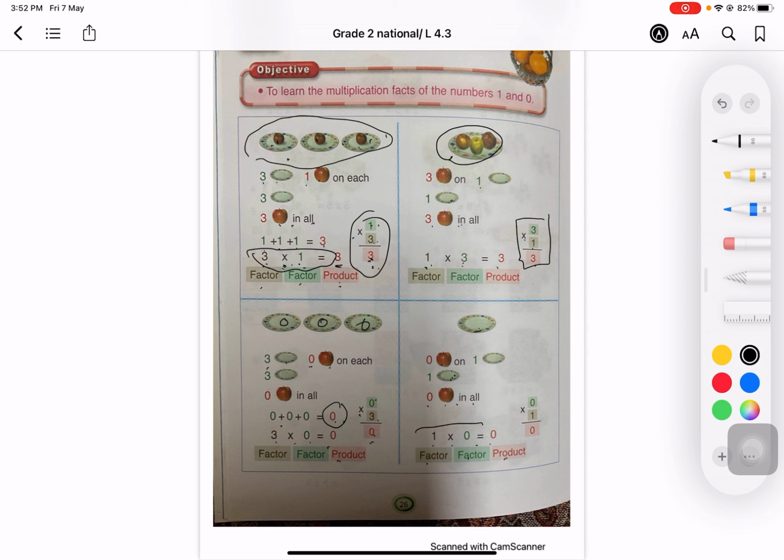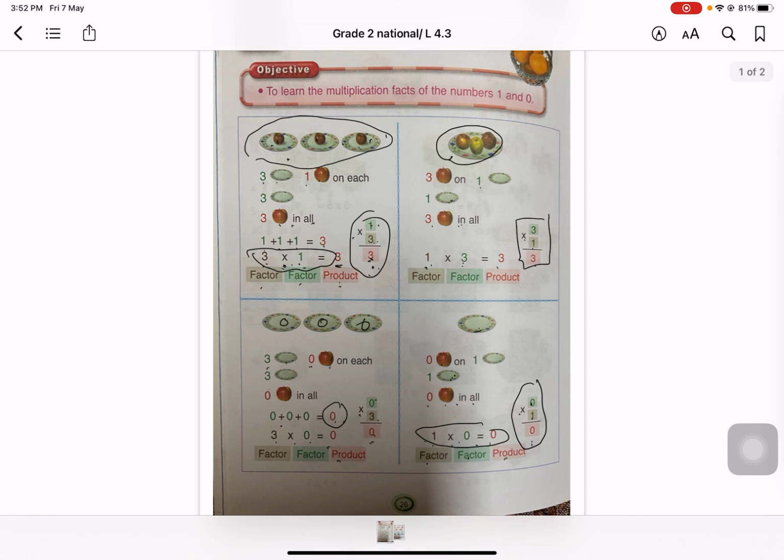I can write it horizontal, 1 multiply 0, the answer is 0, or I can do it vertical, 0 multiply 1, the answer also is what? 0. Both of them are correct. So my lesson is about multiply by 1 and multiply by 0. By 1 you will get the same number. By 0 every time you will get 0.